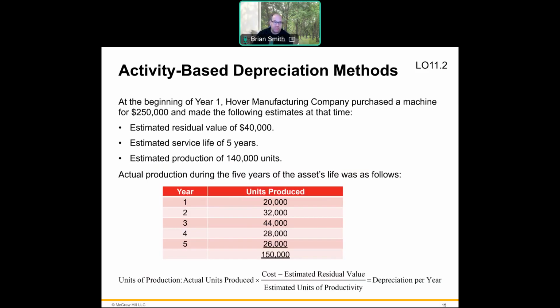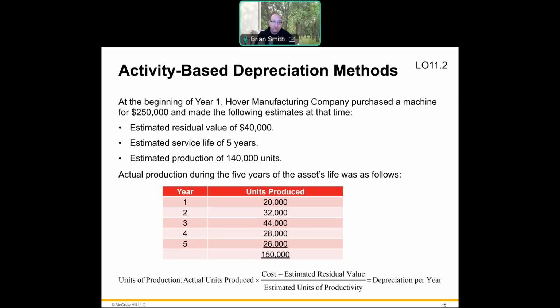Then as you go through each year, however many units are produced, you're going to take that and divide it by the total amount you think you're going to produce. Now, we estimated 140,000 units is what we're going to produce out of this machine. But if you look at the actual production, we actually produced 150,000. What that's going to do is in year 5, we're not going to be able to take the full depreciation based on our percentage or rate that we came up with, because we produced 10,000 more units than we thought we were going to.